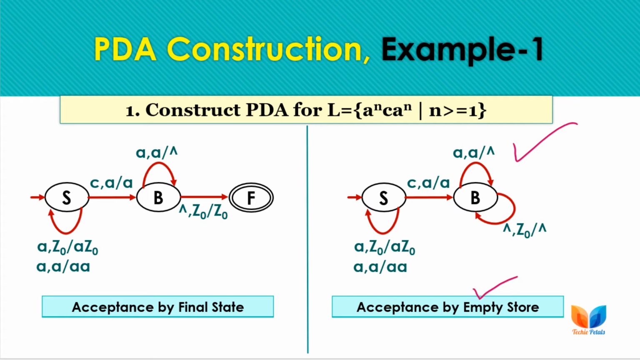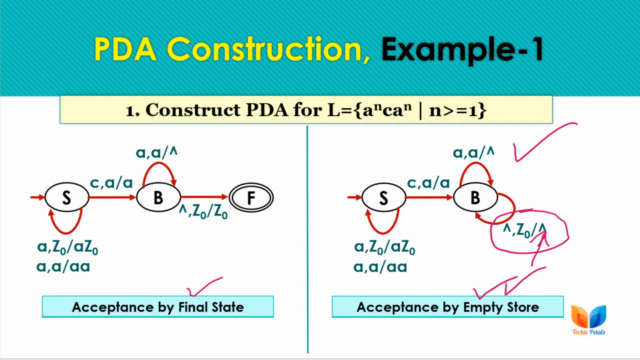Both are the same solution; here we have F as the final state, and there we have acceptance by empty stack, where in the last step we replace the last stack symbol with null to make the stack empty, and we just show the acceptance by empty stack here.